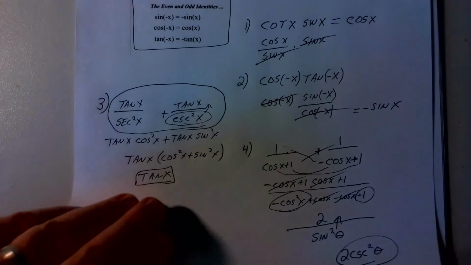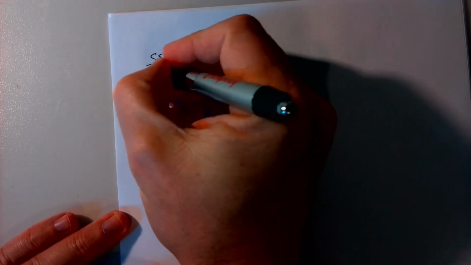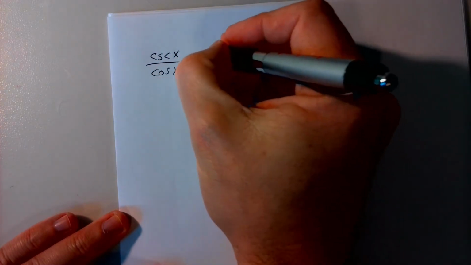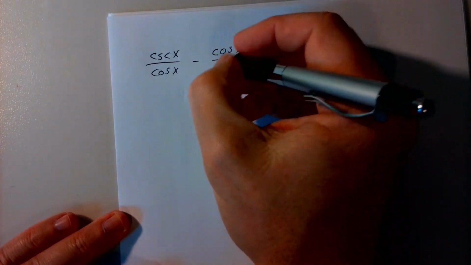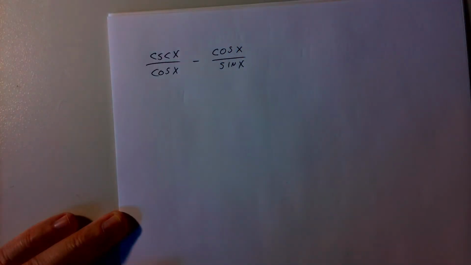So let's try another one right here, and try a little different application with some of these things. And again, that was one of the rules. So crisscross smiley face is one possible way that you can do that. Okay, so let's try another one here. Let's do cosecant x over cosine x minus cosine x over sine x. So one of the things that I could do, I could do crisscross smiley face, but I already showed you that application. So let's try something different and see if this works out for you.